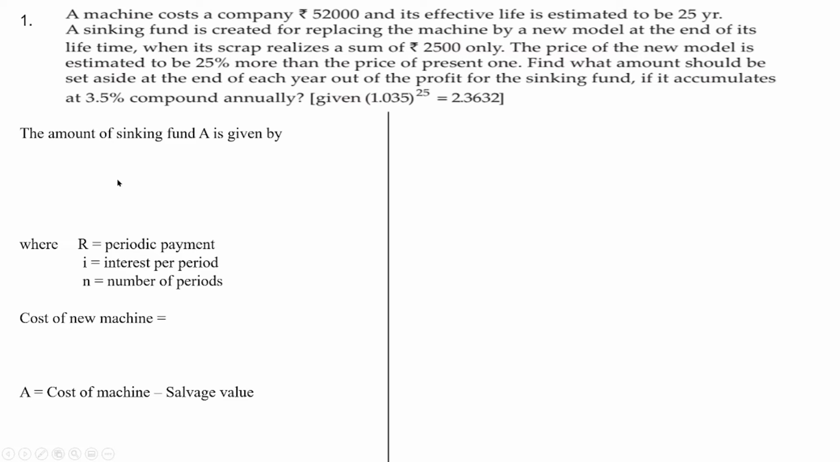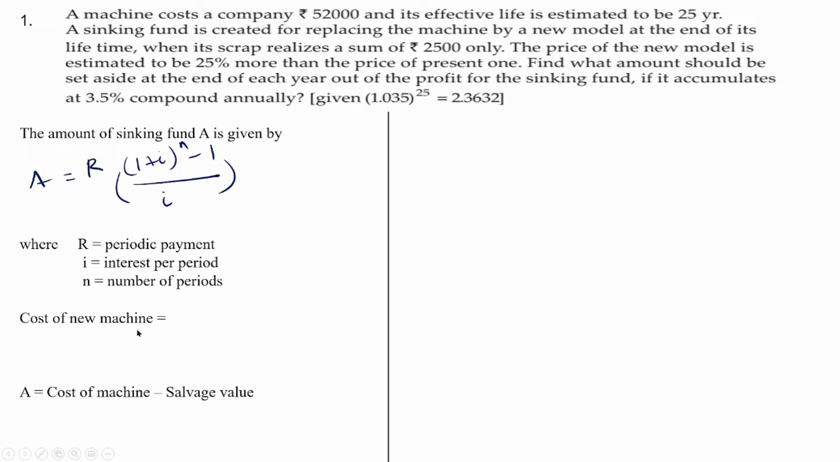Now let us write the formula first. The amount of sinking fund A is given by A is equal to R into (1 plus i) the whole raised to n minus 1 upon i, where R is the periodic payment, i is the interest per period and n is the number of periods. Here the amount is set aside at the end of each year, so we are using this formula.